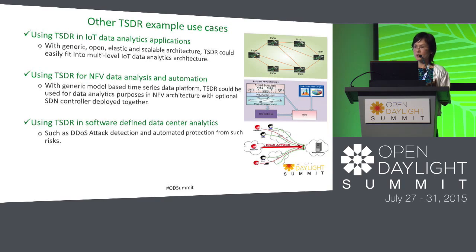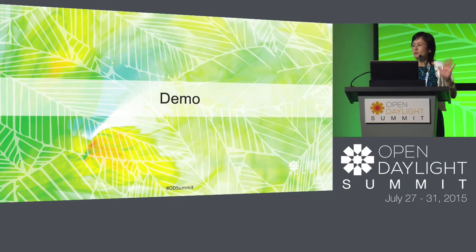And maybe we will find even better utilization of TSDR in that environment, because our capability is really to incorporate different types of data from different levels of the network, and then massage them and extract intelligence out of it. Of course, it can also be used in some generic data center analytics, such as DDoS attack detection. So that's pretty much it.